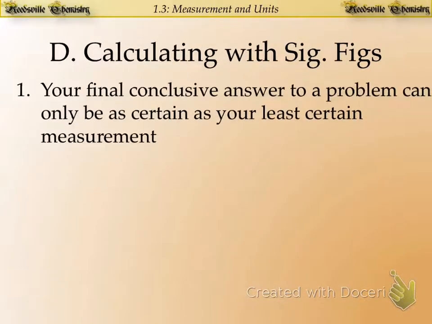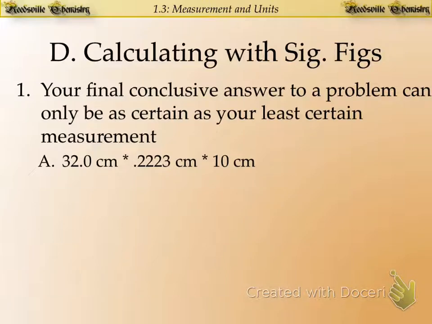Now there are going to be times when we're going to have to come up with a final conclusive answer, and that answer can only be as certain as your least certain measurement. Let's take a look at an example here. Let's say we do a little bit of math. We're finding the volume of a cube, and we find one side is 32.0 centimeters, the other side 0.2223 centimeters, and the third side 10 centimeters. We know how to find the volume. We multiply all those three together, and we get an answer.